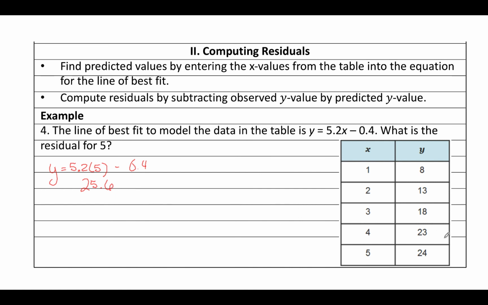Our observed value for 5 is 24. So I'm going to take 24 and subtract 25.6, and I'm going to get negative 1.6. So that is going to be my residual value.